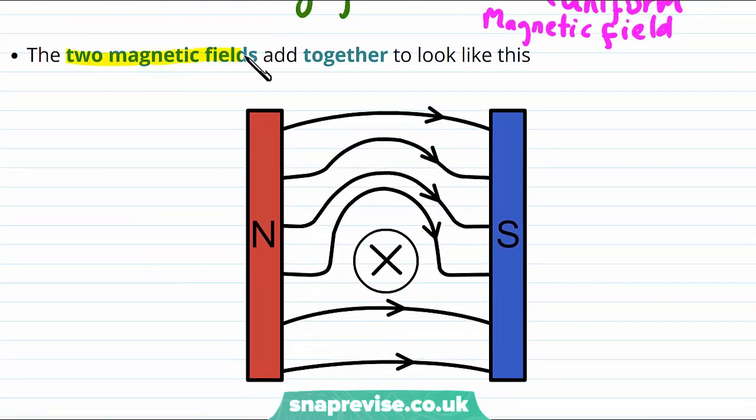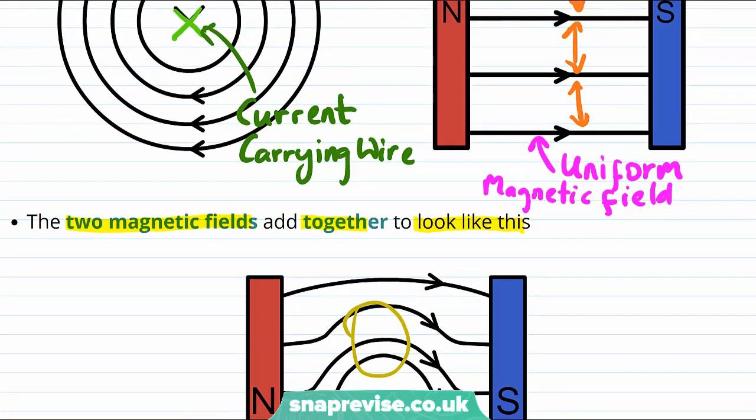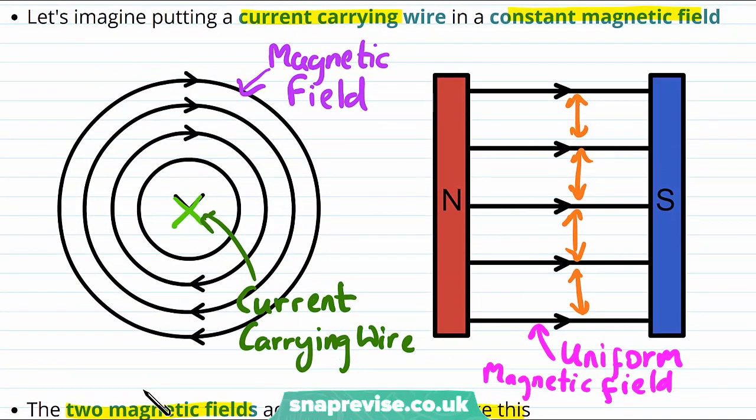The two magnetic fields are going to add together to look at something like this. We see that the field lines are closer together over here than they are over here. Let's explain this a second. If we go back to our original picture, we see that these magnetic field lines here are going to point in the same direction as these field lines here, so they're going to add together to make a stronger field.